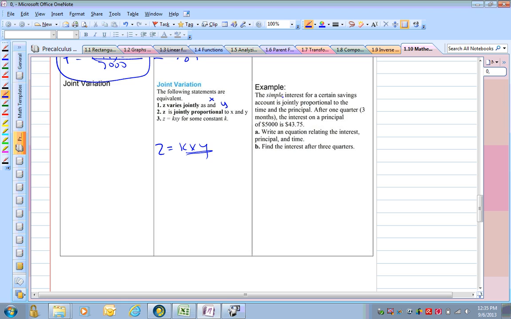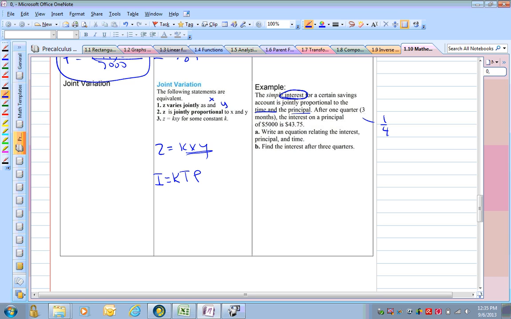So this time the simple interest will be our z. So we're going to write a little equation. I equals k, for a certain savings account is jointly proportional to the time and the principal. After 1 quarter, or 3 months, well, 3 months is 1/4 of a year, or 0.25 of a year. You want to base everything on a yearly rate. The interest on a principal of $5,000 is $43.75.